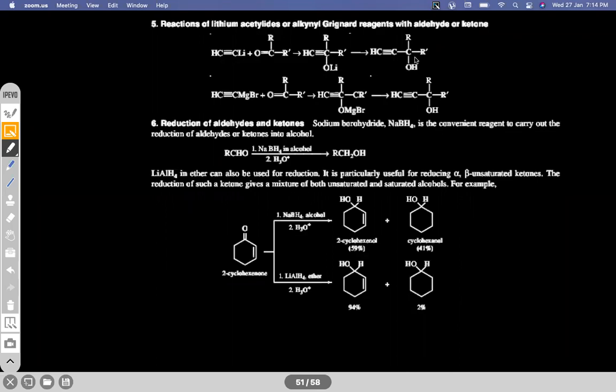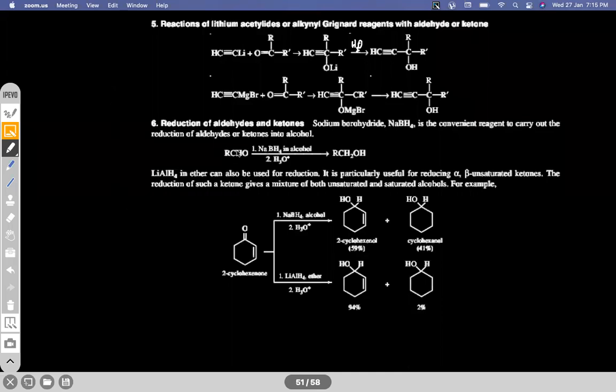One reagent is missing here. It is not mentioned here, but we'll take water in this step. Then we'll get OH over here and LiOH will go out. Same reaction we have when we have this Grignard reagent with this. C triple bond C will get attached to this carbon atom, right? It has OMgBr here, and with water it converts into OH. It is not that important a reaction.